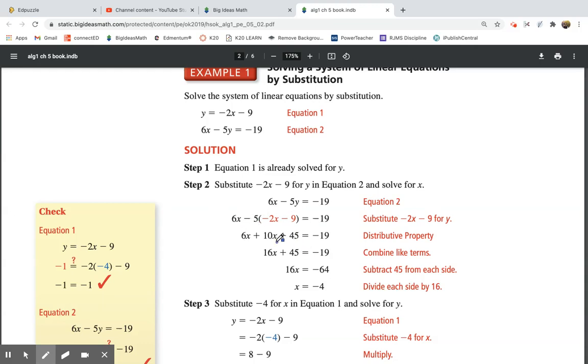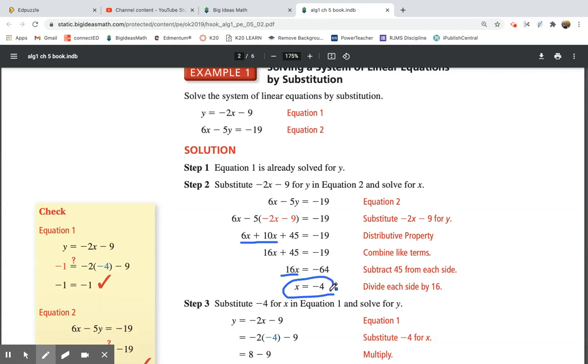So we have this. Since these are on the same side of the equal sign, we just do what's between them. So 6x plus 10x is 16x. Now we solve for x. I subtract 45 to the other side, and I get that 16x equals negative 64. Then I divide both sides by 16, and we get that x equals negative 4.